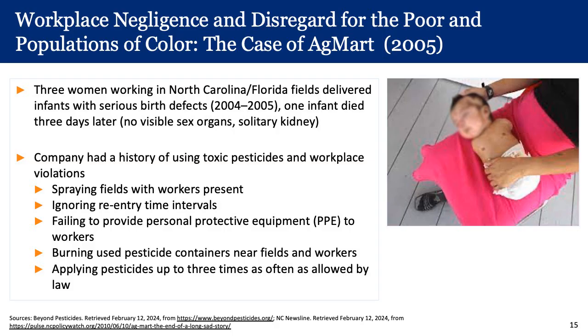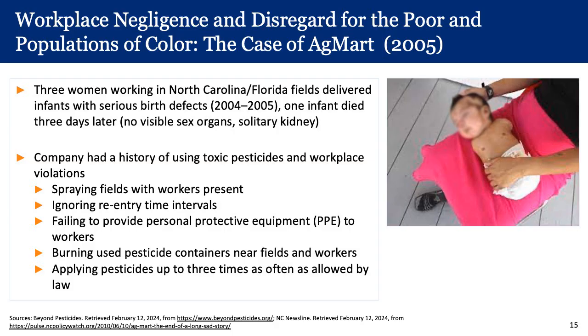The company had a history of using toxic pesticides and many workplace violations. These included spraying fields with workers present, ignoring re-entry time intervals, which is a time period that workers should wait before entering fields after it has been treated with pesticides. It was actually reported that the company ordered workers to re-enter recently sprayed fields before the recommended airing out period had passed. The company also failed to provide personal protective equipment to workers.